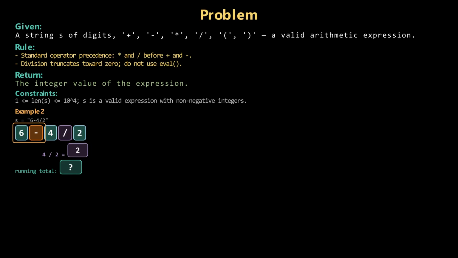Example 2, 6 minus 4 divided by 2. Division binds tighter than subtraction, so 4 divided by 2 is 2 first. 6 minus 2 finishes at 4.